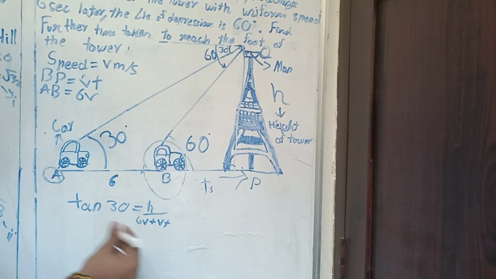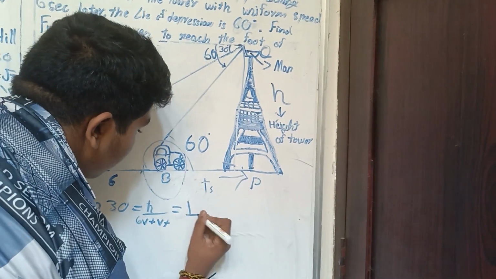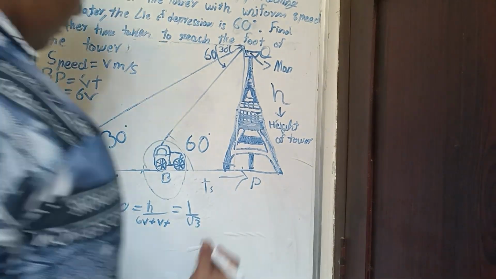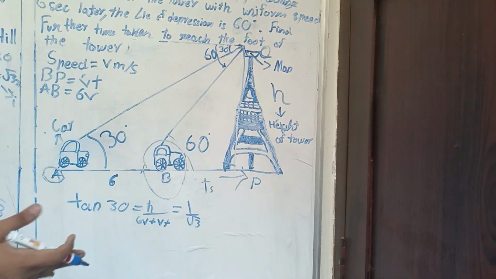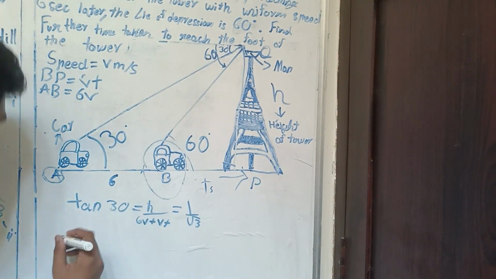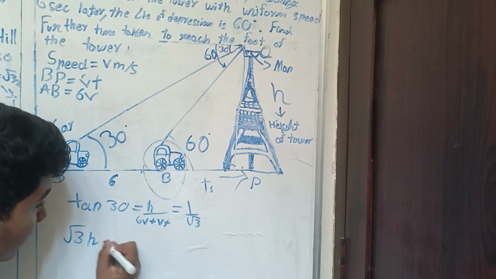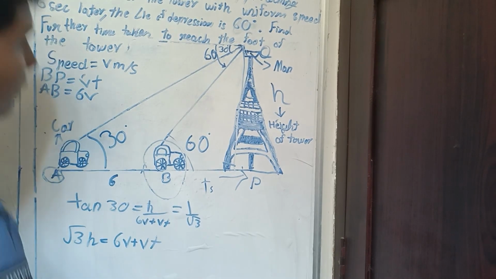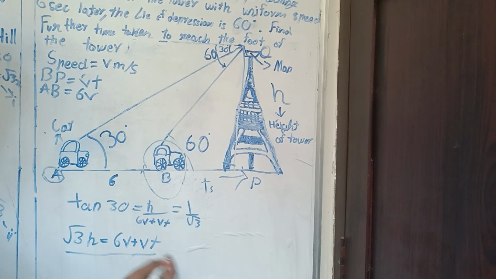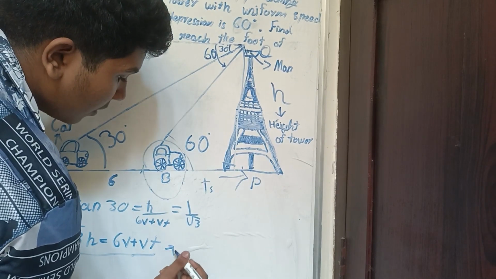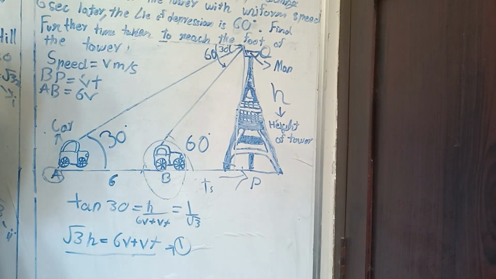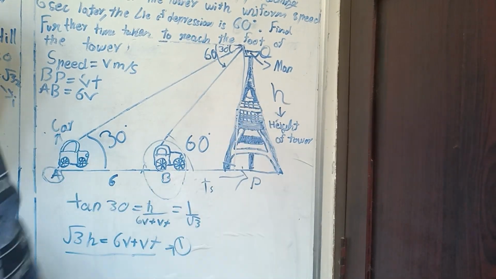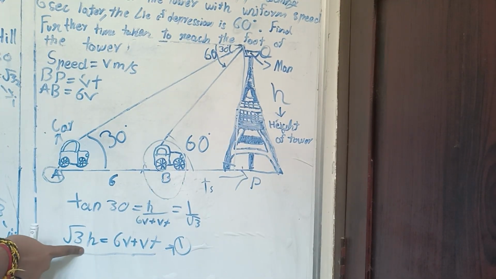Now, what is tan 30? 1 by root 3, right? So you can just cross multiply. So root 3 h is equal to 6V plus Vt. Take this as equation number 1. You might need it. Now next we have to find h, only then can we substitute for this.